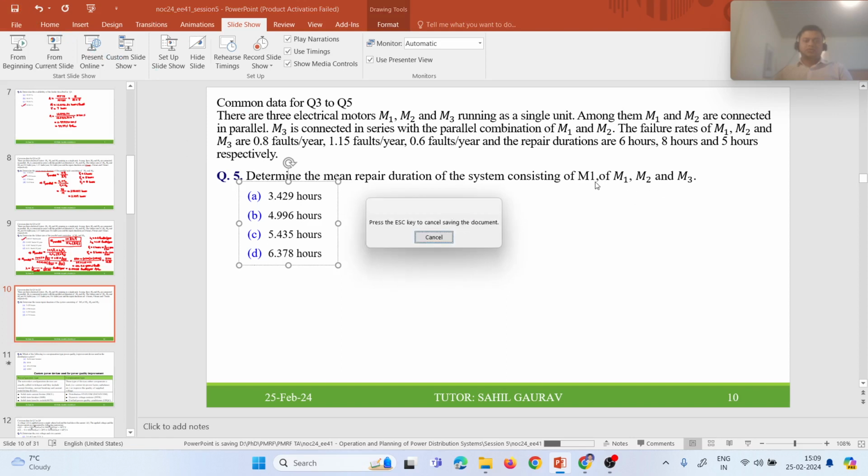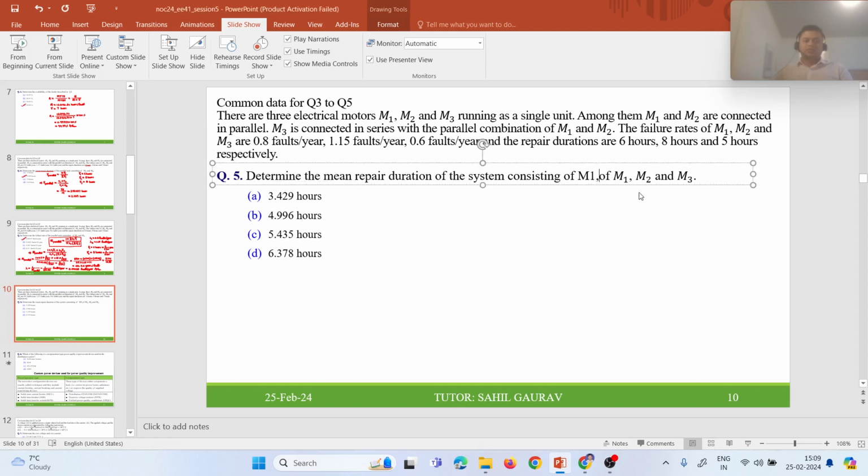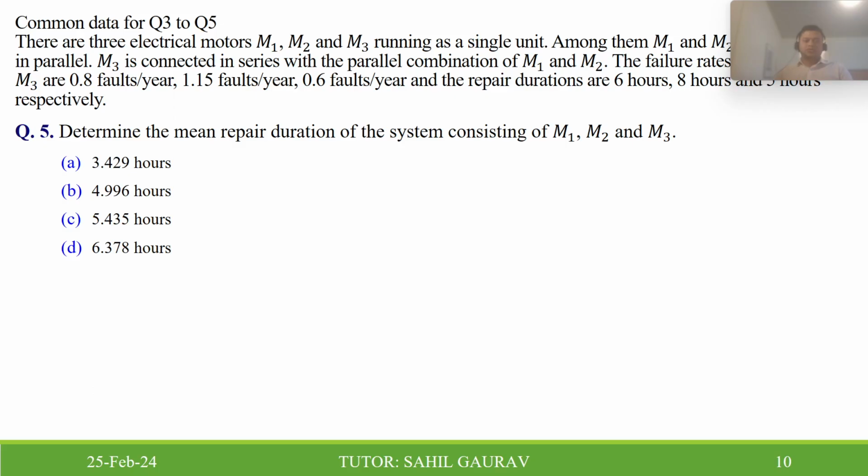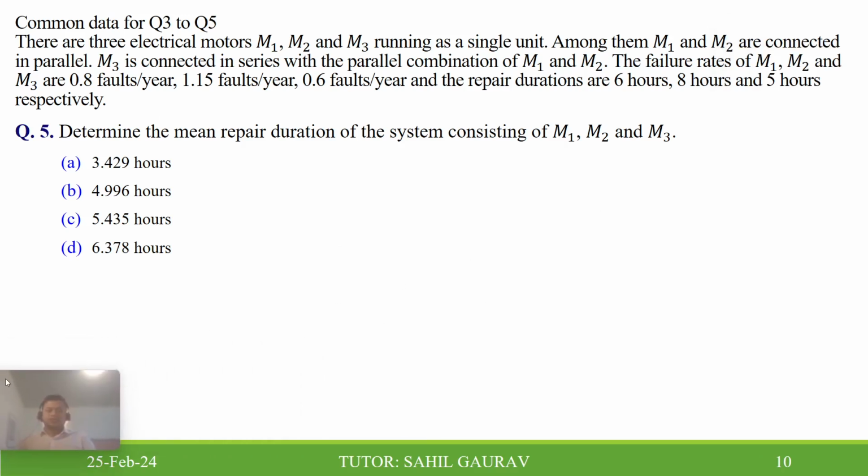A little bit typo error. So you have to find the mean repair duration of the system consisting of M1, M2 and M3. So this is the problem. Now for the parallel system, we have already found. Now M3 is connected in series with this parallel combination. Now for the series combination, what is the expression we know? Mean repair duration. So we have to find the R bar series.